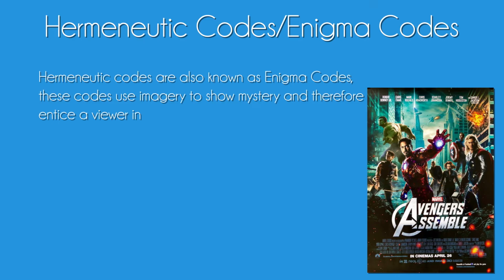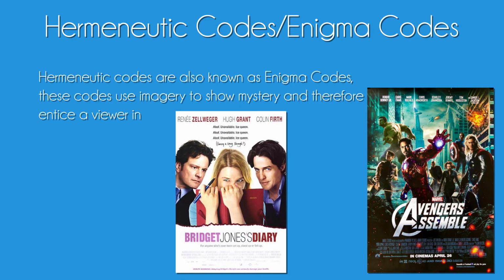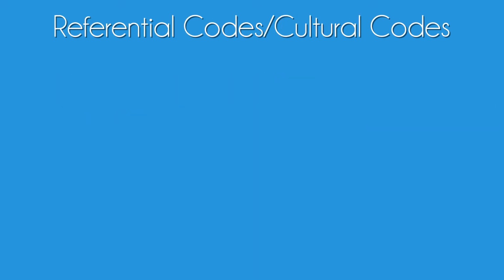Another example would be the Bridget Jones' Diary movie poster. Here we've got Renée Zellweger in between two men. The positioning of the characters shows that she is torn between the two men, and the Enigma code would be, who, if any of these, will she end up with? Okay, so for further explanation on Enigma codes, check out the linked video below.